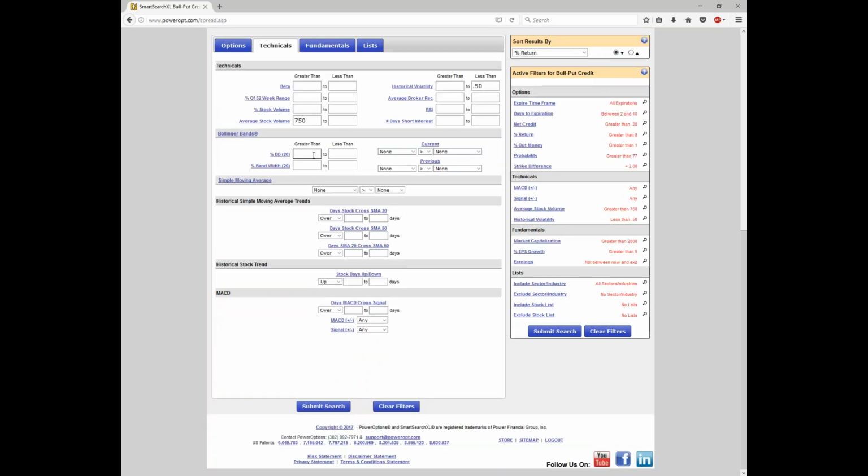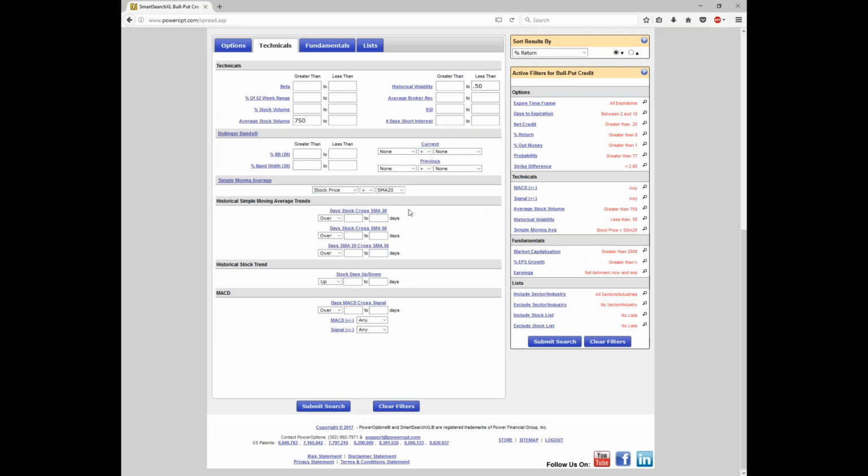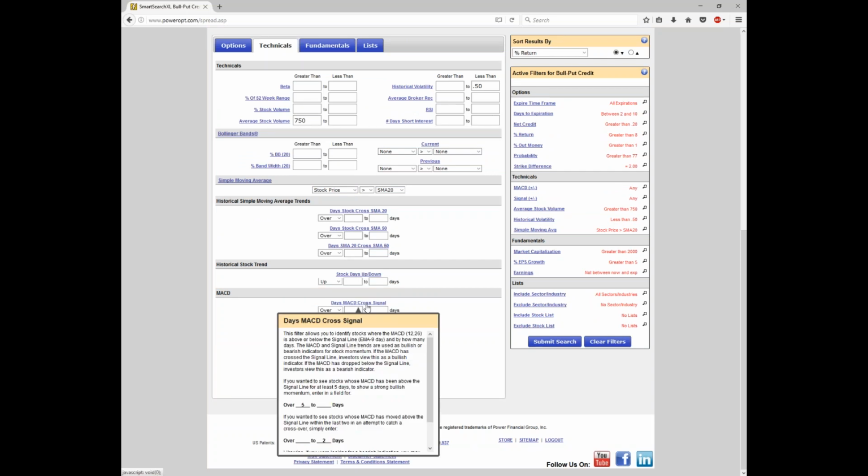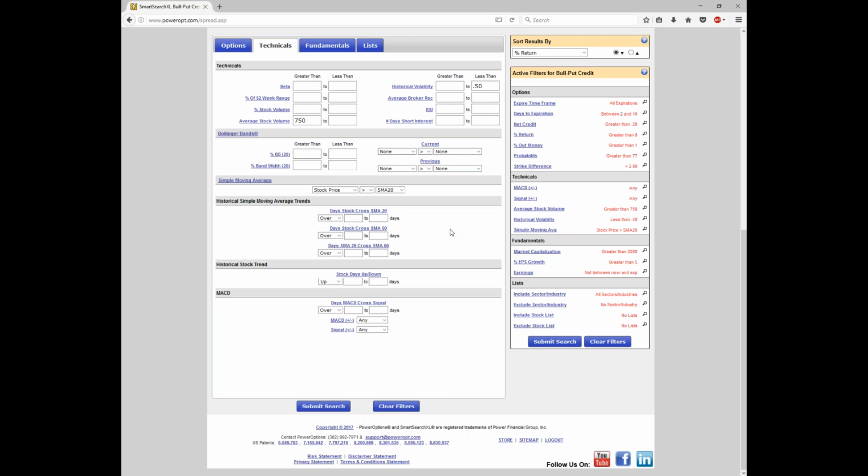We can use the Bollinger Band and Bollinger Band ranges, if that's something that you use. A basic one I'd look for is stock above the 20-day moving average. I want to see the stock in an uptrend. And then we can use the MACD cross signals if I want to look for stocks where the MACD has crossed the signal line in the last 2 days or so, or over 5 days or more.